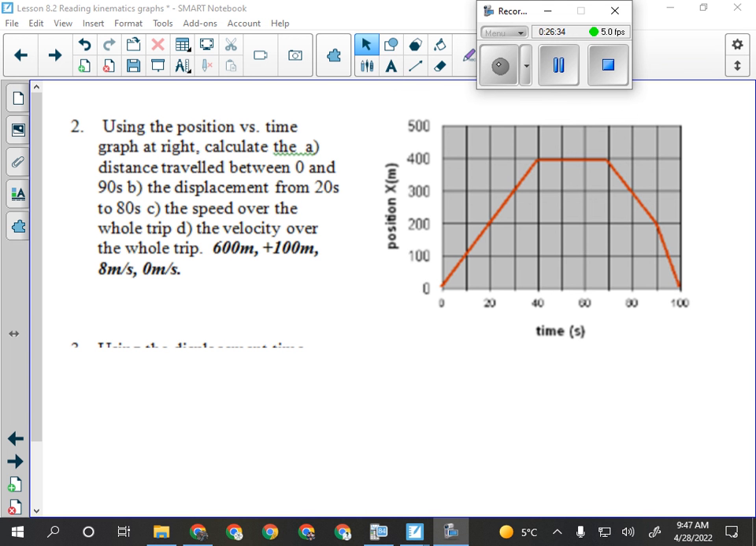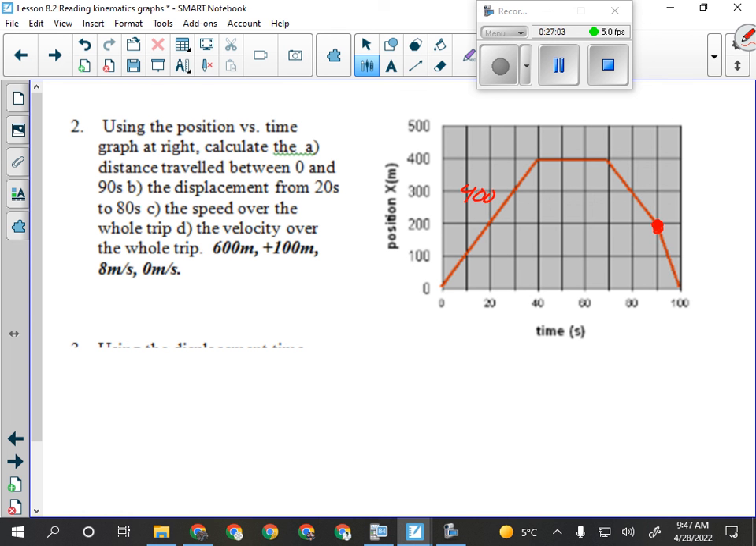Okay, so for this one here, we want to first off calculate the distance traveled between 0 and 90 seconds. So that means we're going to this point right here, because that's where 90 seconds is. Sorry, that's 80 seconds. This point right here would be 90 seconds. All right. So the total distance traveled. So we go from 0 to 400. So that's 400 meters right there.